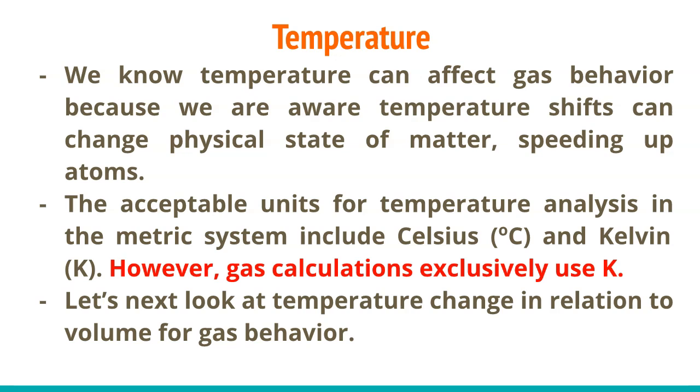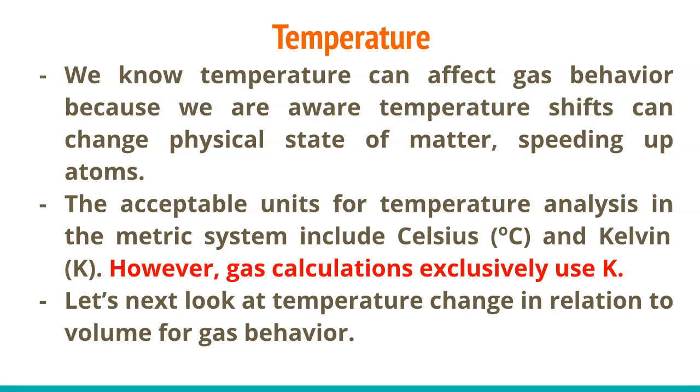Now, as far as acceptable units for temperature, because we are working in the metric system, the analysis should be done in Celsius or centigrade and Kelvin. Kelvin is the official metric unit for temperature. And you can see what's highlighted in red here. Gas calculations exclusively use Kelvin. So you're going to need to be in the habit of changing over your Celsius to Kelvin. And the way that we do that is by adding 273.15 to any Celsius temperature. If you wanted to convert back into Celsius, you would do the same, but by subtracting. You would take your Kelvin value, subtract 273.15 from that value, and then you end up with Celsius.